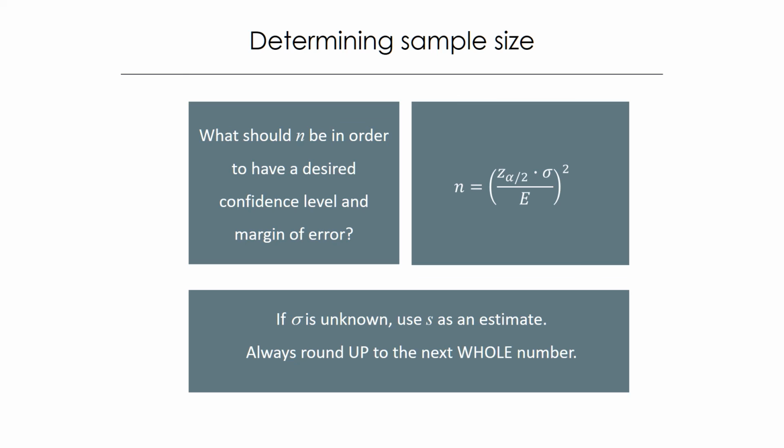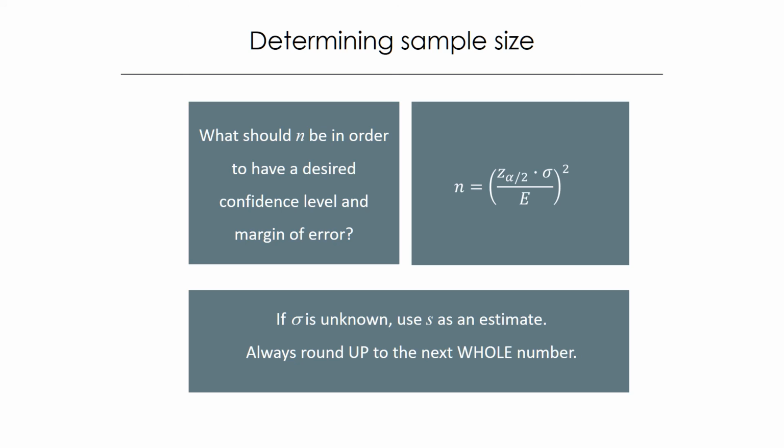Next objective is determining the sample size necessary when you want to have a certain margin of error and you want to have a desired confidence level. So what should n be in order to have a desired confidence level and margin of error?